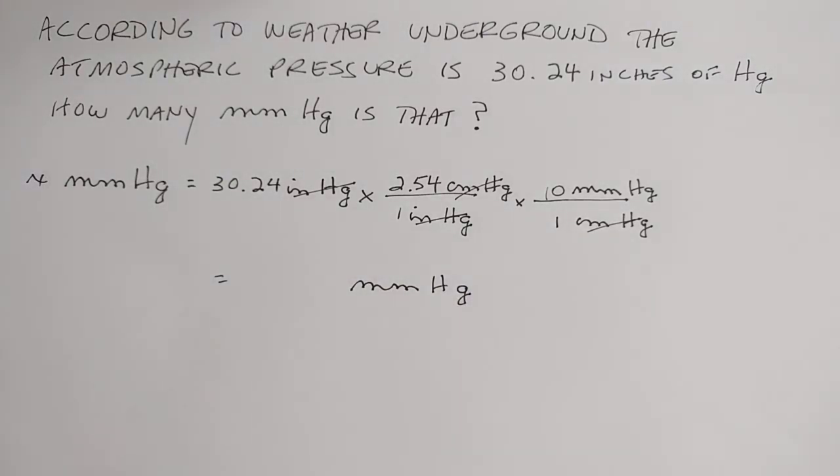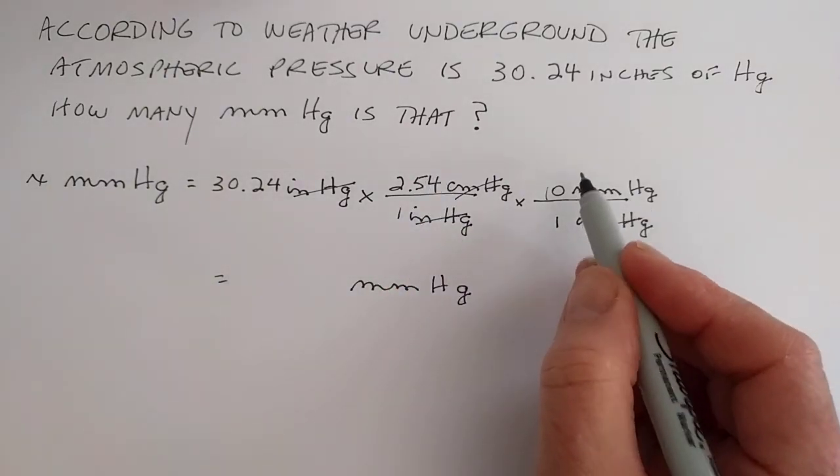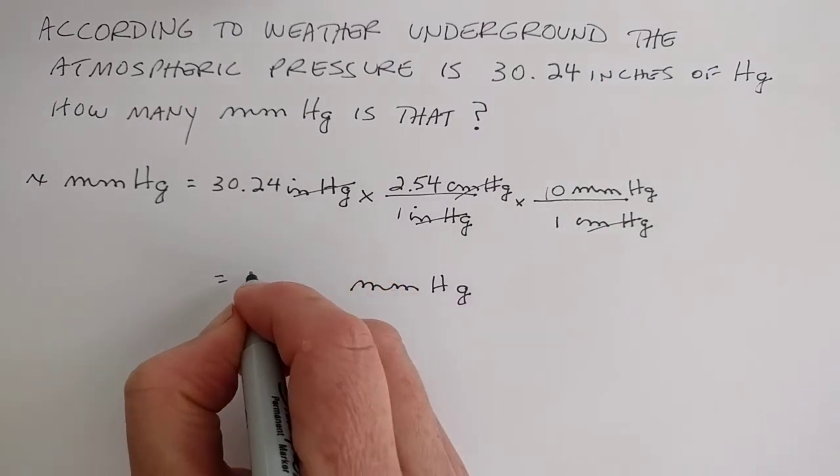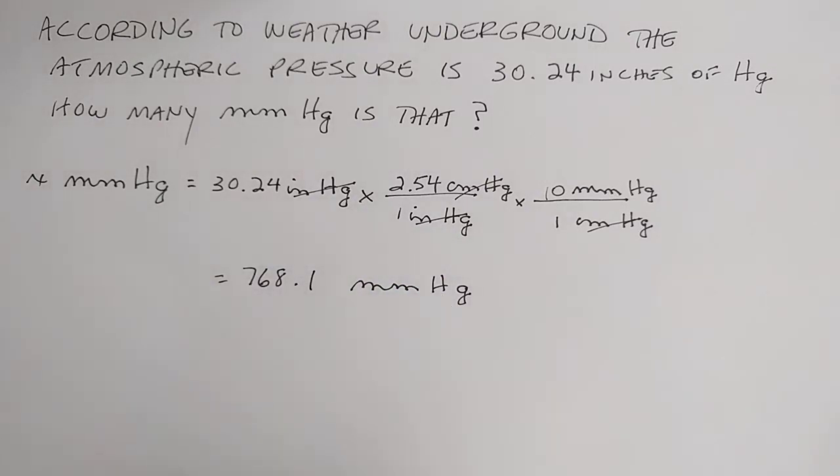So let's see what our pressure is. So 30.24 times 2.54 times 10 equals. So we have, let's see, 4 sig figs. This is exact, and that's exact, so we'll go with 4 sig figs. So 768.1 millimeters of mercury. So this is a normal atmospheric pressure. And in our classroom, we have a barometer at the back of the room, and it gives us information in terms of millimeters of mercury and also inches.